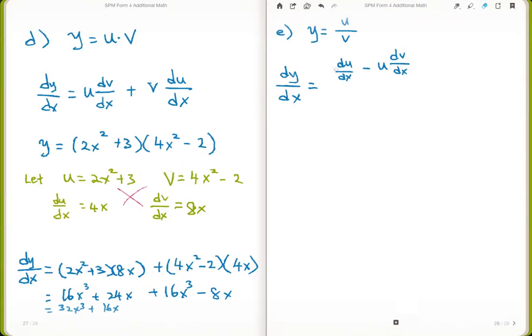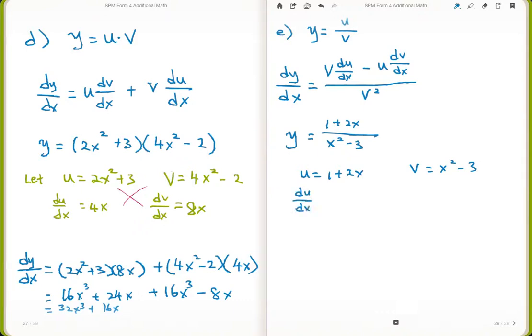This is my v over v squared. Okay, so this part will be tricky because you need to differentiate the first one first. Example, let's say I have y equals 1 plus 2x over x squared minus 3. You can't simplify this, therefore you let u be 1 plus 2x, v be x squared minus 3. Then du over dx is 2 because it's constant. dv over dx will be 2x because this is a constant, you get 0.